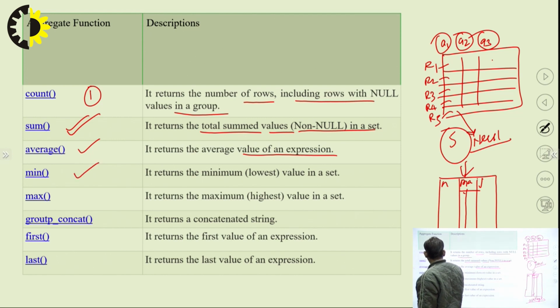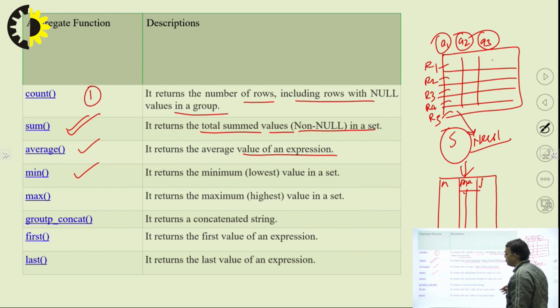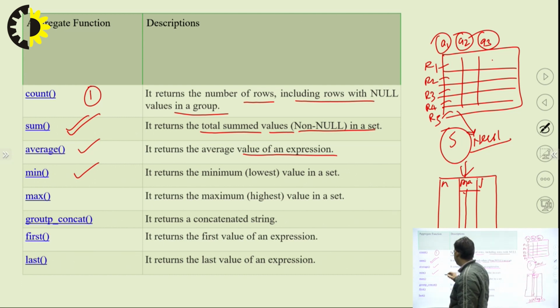Fourth one is the min function. Let's suppose we have a table and we want to find the minimum age or the minimum salary, that is, the minimum value in a particular attribute. Then we have to use the function minimum.